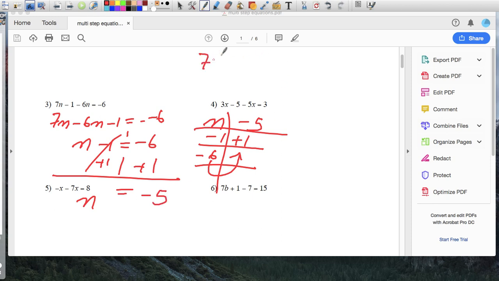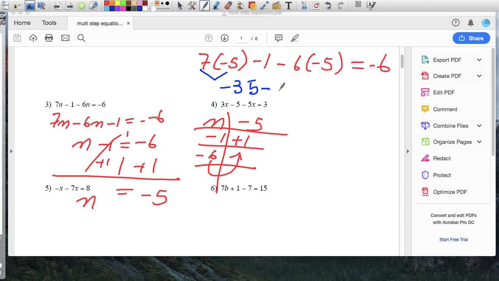Substitute 7 times negative 5, which is the value of my variable, minus 1 equals 6 times negative 5. That should all equal negative 6. Positive 7 times a negative 5 is negative 35 minus 1. And then this is a negative. Make sure that you multiply and consider the sign that's before it. So negative 6 times negative 5 is positive 30. Negative 6 equals negative 35 and negative 1 is negative 36 plus 30. And you can slowly see that it's going to be equal to each other.